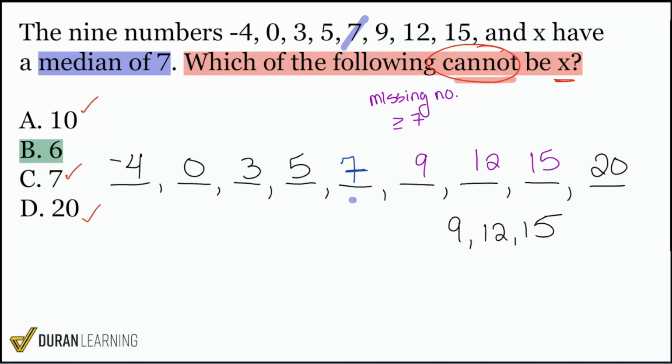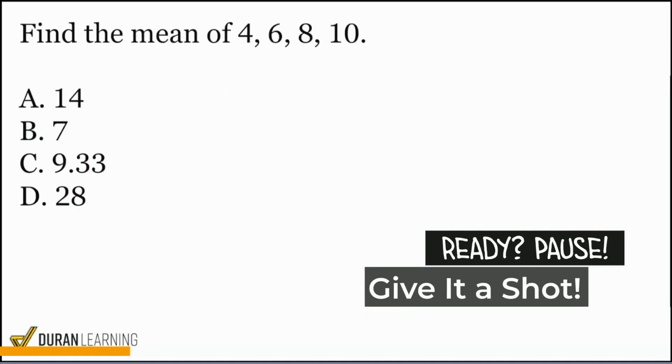And so because the question asks which of the following cannot be x, well, we're asking which of these values are not greater than or equal to 7. And 6 is the only one. So hopefully that makes sense, my party people, and you'll have plenty of opportunities to continue trying this out. All right, next problem up.